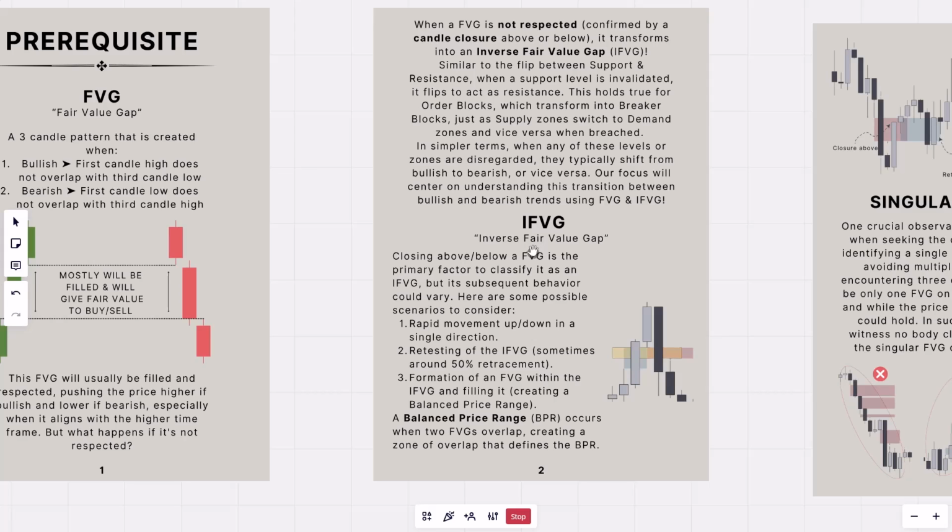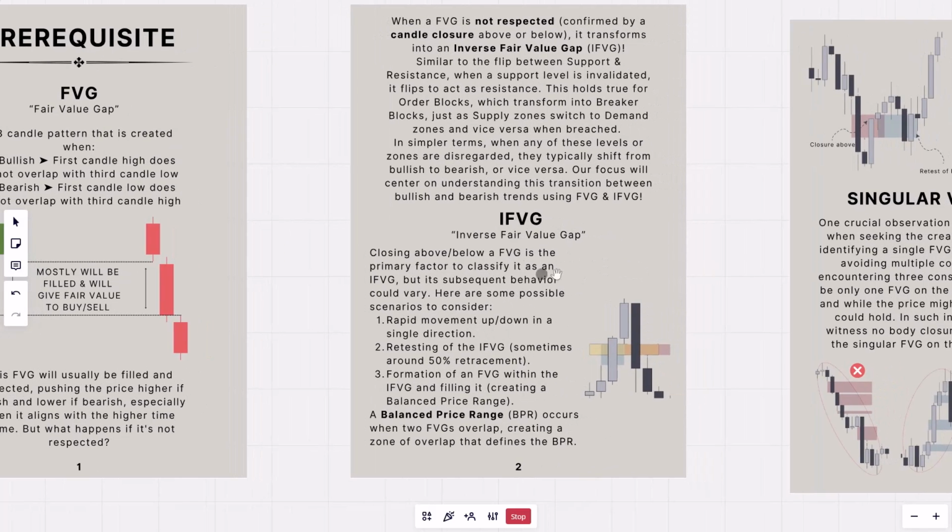There are different scenarios that can happen after price creates that inverse fair value gap. There is a rapid move to the downside or the upside in one singular direction, or it could come and retest the inverse fair value gap, sometimes to the 50%, sometimes to the 25% of the inverse fair value gap, and sometimes it creates another fair value gap on the previous fair value gap or the new inverse fair value gap.